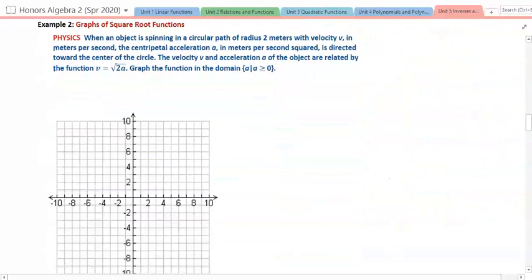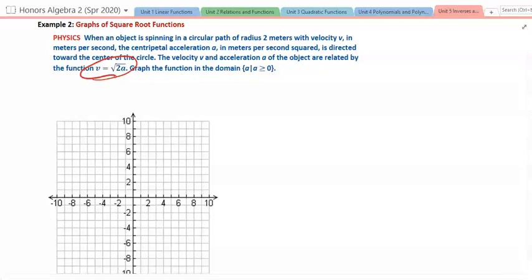So let's look at a word problem here to deal with square roots. When an object is spinning in a circular path of radius 2 meters with velocity v in meters per second, the centripetal acceleration a in meters per second squared is directed towards the center of the circle. The velocity v and the acceleration a of the object are related with the function v is equal to the square root of 2a. Graph this function with a domain where a is greater than or equal to 0.